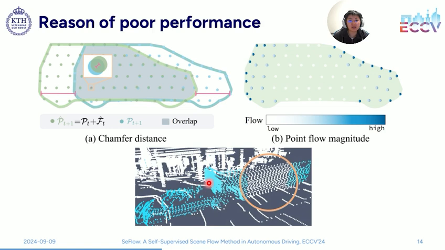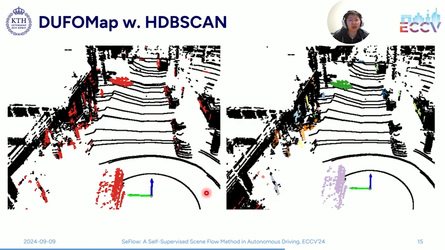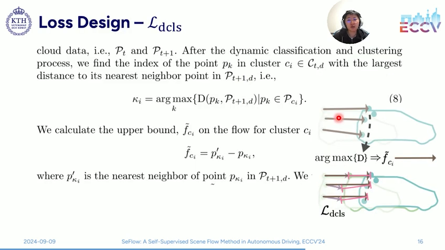To mitigate this effect, we propose the last loss on the object level. To get object instance information, we directly input dynamic points into HDBSCAN and get the cluster instance labels, like all the points belonging to this cluster. Then for each point in the same cluster at T, we find the nearest dynamic point in T plus 1 here. Then we assign the upper bound flow based on the maximum nearest neighbor distance we find in this cluster.